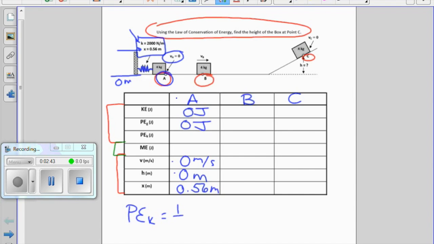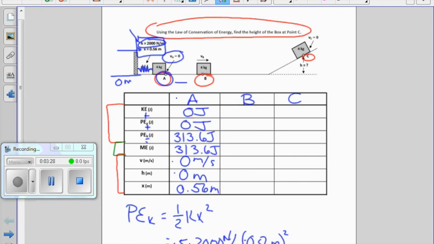PE_k is equal to 1/2 kx squared. k is found up here as 2,000 newtons per meter. So I have 0.5 times 2,000 newtons per meter multiplied by that 0.56 meters, and I'm going to square this. When I do this, I find that the elastic potential energy is equal to 313.6 joules, which I just put directly into my chart. Now I can add up all my types of energy, KE plus PE_g plus PE_k, and that's going to equal my mechanical energy. Here it simply equals 313.6 joules.